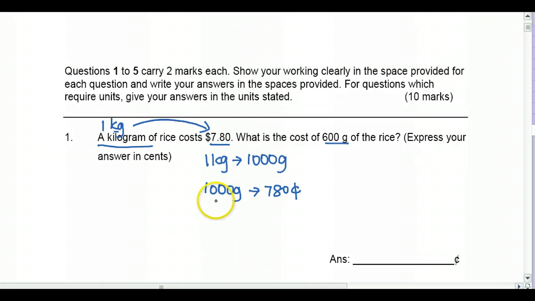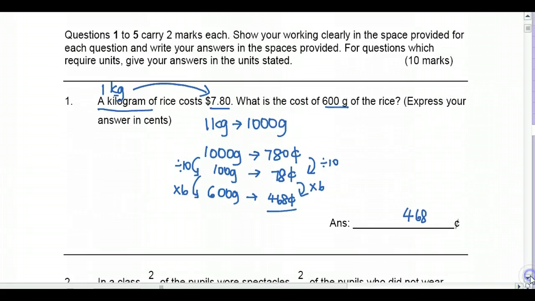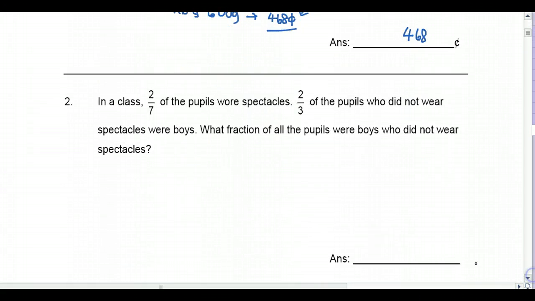So now I want to find 100 gram. 1000 gram to 100 gram I actually divide by 10. So 780 cents I divide by 10, I will get 78 cents. I want to find the cost of 600 gram. So 100 times 6 will give me 600. So 78 times 6 will give me 468 cents. So my answer is 468.